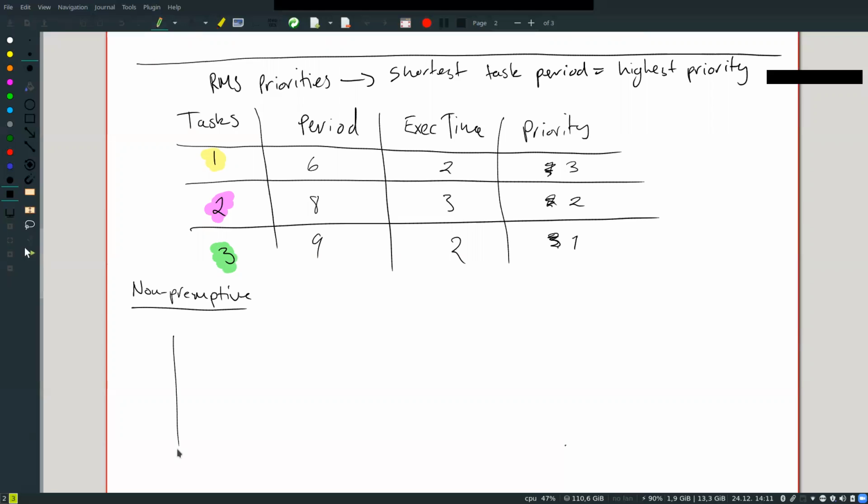So what common denominator are we going to need here? With the periods of 9, we'll probably go about 27, I would say. That should do us. 5, 10, 15, 20, 25. So these are ticks, and the tick is when the scheduler is invoked.